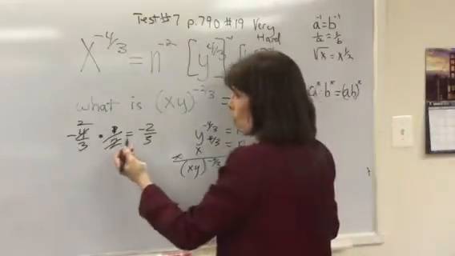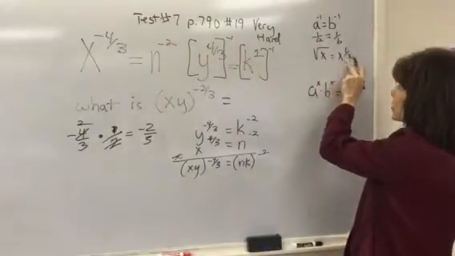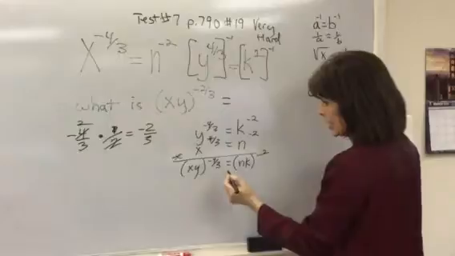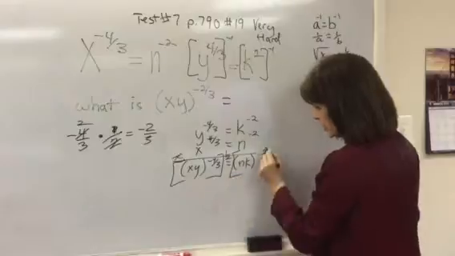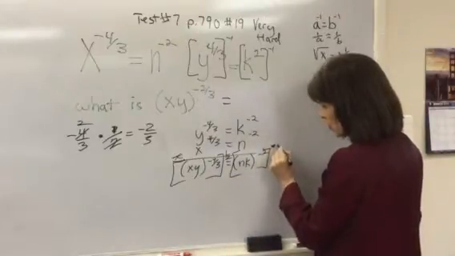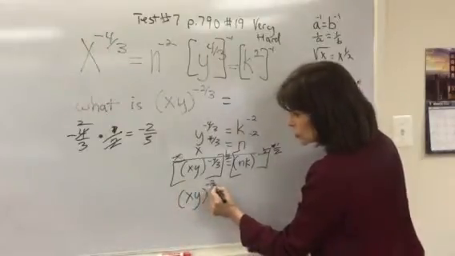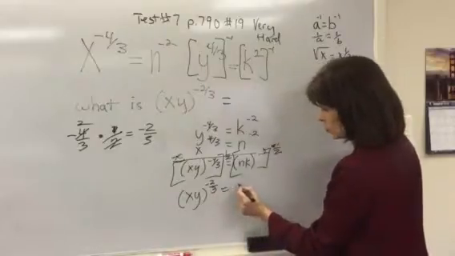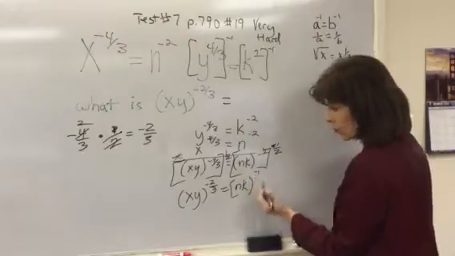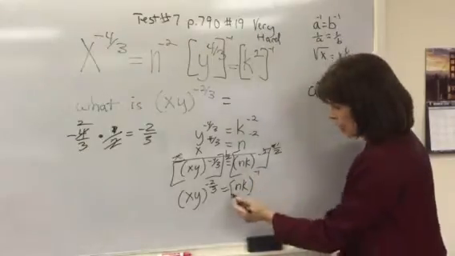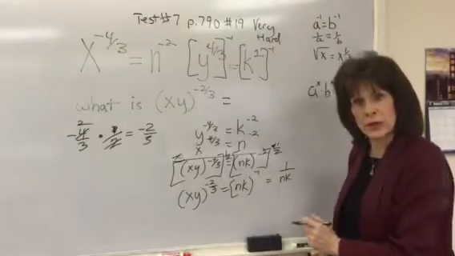Okay, so all we need to do, remember this rule, the square root of x is equal to x to the 1/2. All we need to do is take this to the 1/2 power, take this to the 1/2 power, and we get xy to the -2/3 power is equal to nk to the -1 power. And in the book, the answer choices have this as 1 over nk, which is another way of writing the same notation.